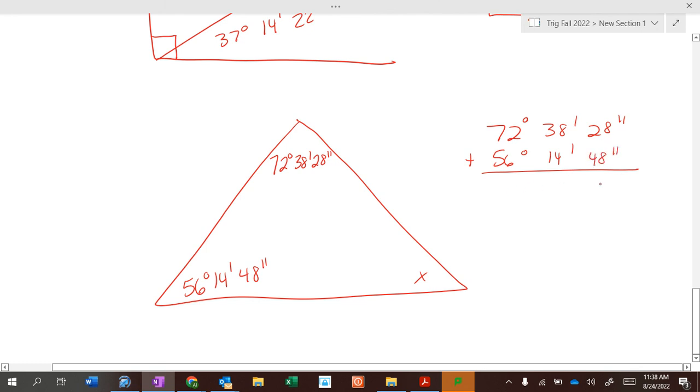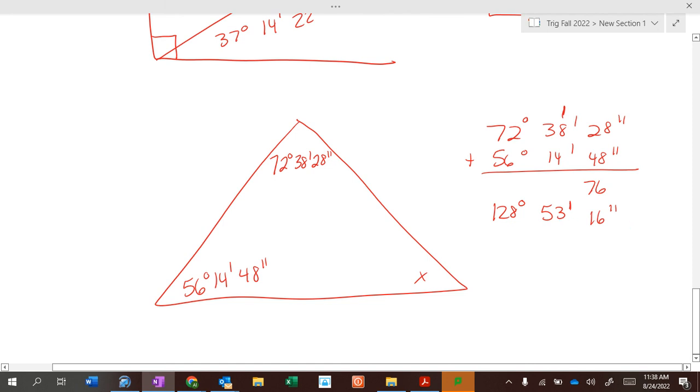28 and 48 make 76, but we're going to change that to 16 and carry a 1. 1 plus 38 is 39. 39 and 14 make what? 53. Do we have to carry? No, that can stay as 53. And then 72 and 56 make 128. So this is 128 degrees, 53 minutes, 16 seconds.